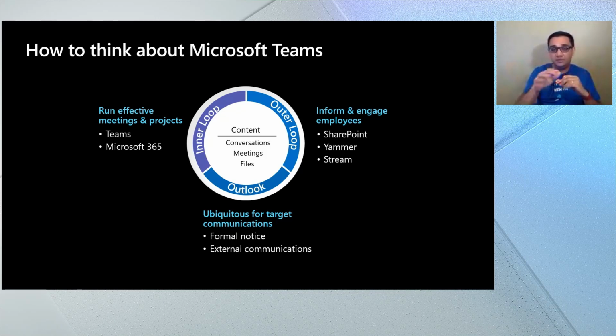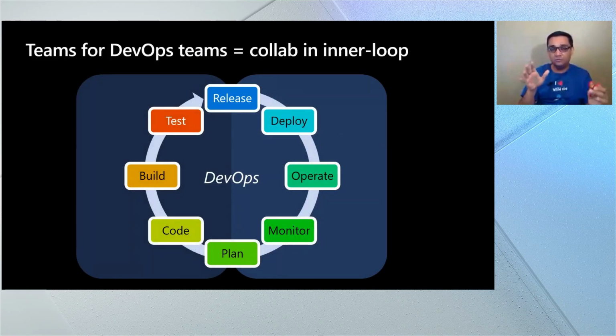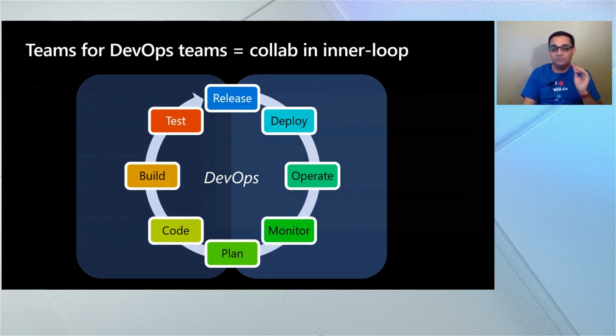And this is what I mean by the inner loop. Think about all the things you do while building software, starting from planning, then writing code, and then having discussions around builds, and sometimes they're broken. Then you're discussing tests, and again, tests might be broken. You're talking about releases, and then you get into the ops side of things, which is around deployment, operating, and monitoring. You do a bunch of discussions on all of these things, and you can do all of them inside Teams, and I'll show you how. So this is the first thing.